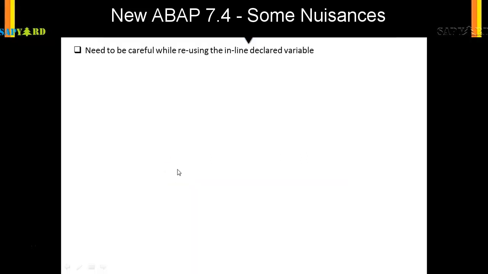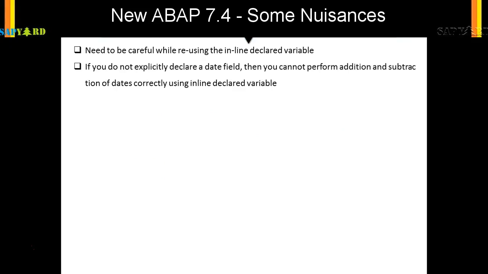The second point which I wanted to show is that if you want to do a calculation on the date, sy-datum plus 2 will give 2 days ahead, or sy-datum minus 365 will give you 1 year back data. But if you do not explicitly declare a date field, and then you use an inline declared variable, you might be getting a wrong output. Let me show you how.